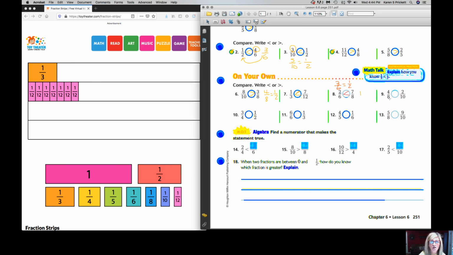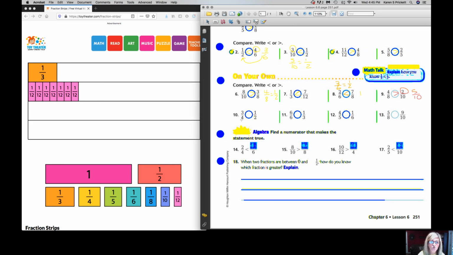All right, what about 4/8 and 2/10? Well, 4/8 is equivalent to 1/2. I know that because 4 is half of 8. And then 2/10 is not very big at all. This is a pretty small fraction. And so I know that 5/10 is equal to a half, and this 2 is significantly smaller than that. So 4/8 is greater than 2/10.